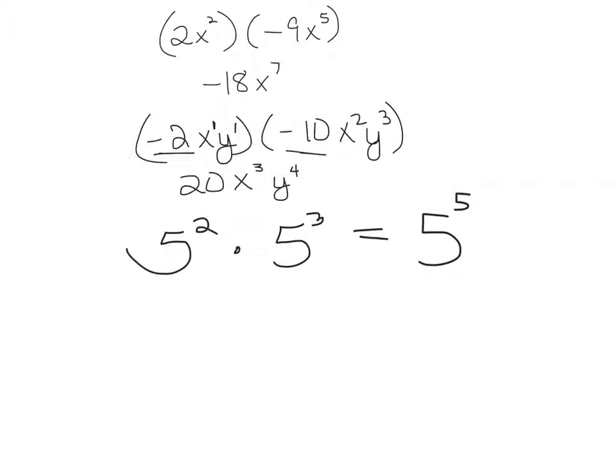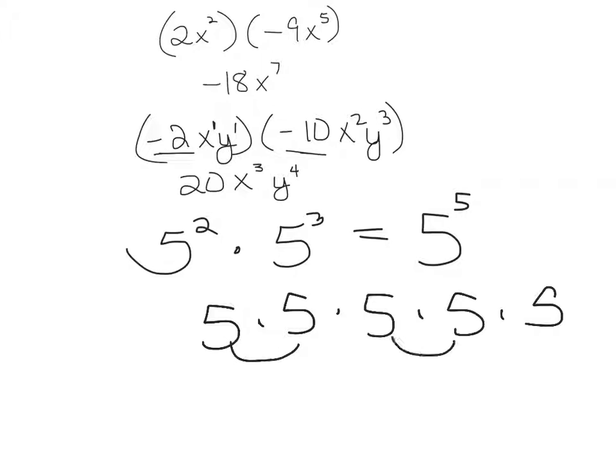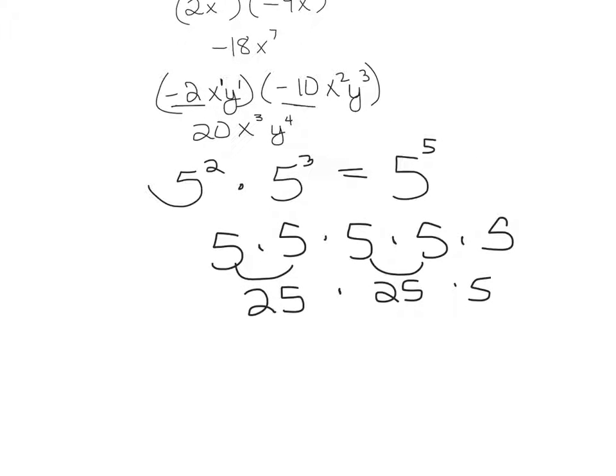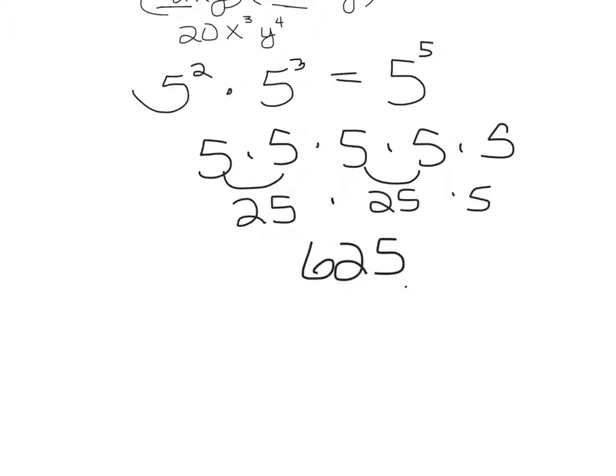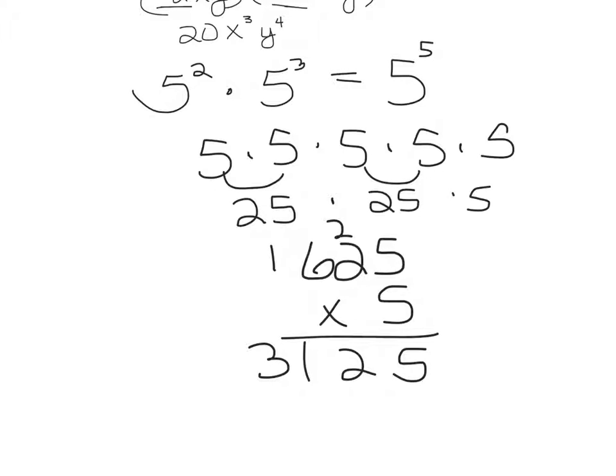If we have to do this, we would do 5 times 5 times 5 times 5 times 5. I could take them 2 at a time, or I could just go straight across, however you want to do them. 5 times 5 is 25, and 25 times 25, I know is 625. And then when I multiply it by 5 again, it's 3,125. So more than likely you will have to evaluate that power, even if it's really large like that.